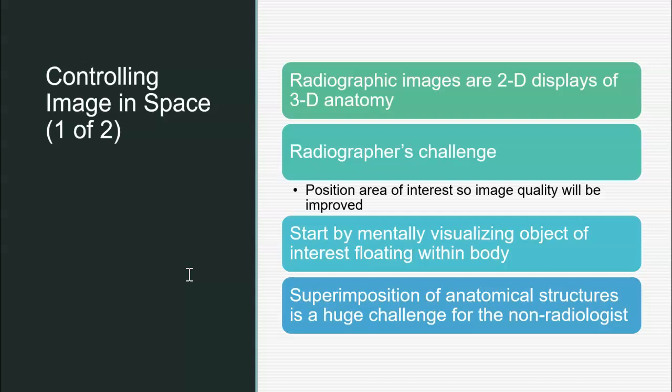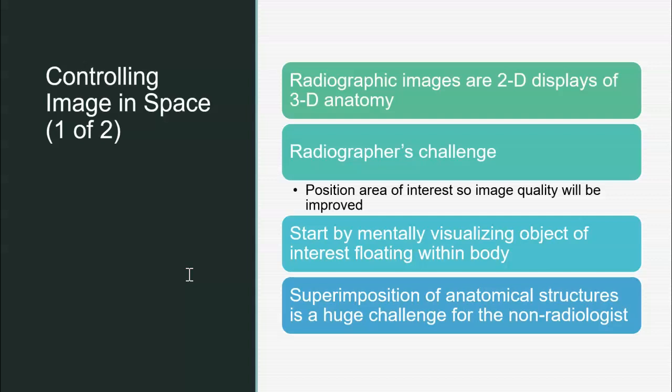so controlling image in space. So what we're doing is we're taking this 2D image of a 3D anatomy. So it's a challenge for us. So we need to position the area of interest so the image quality will be the best, right? Start by mentally visualizing the object of interest floating inside the body. So where's the heart inside the body? Where's the liver inside the body? Where's the bladder inside the body? And figure out how you're going to position that, okay?